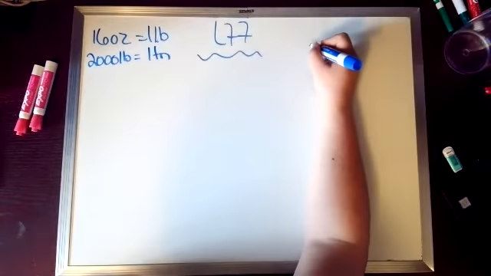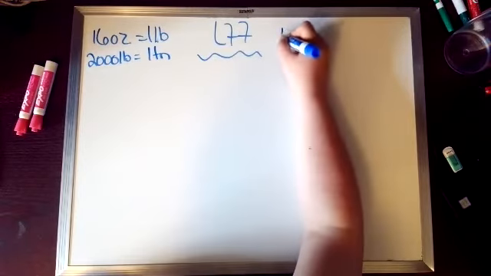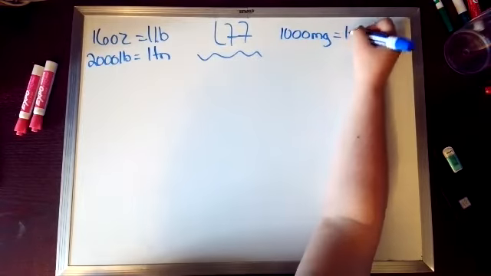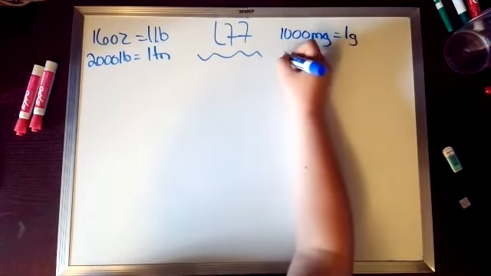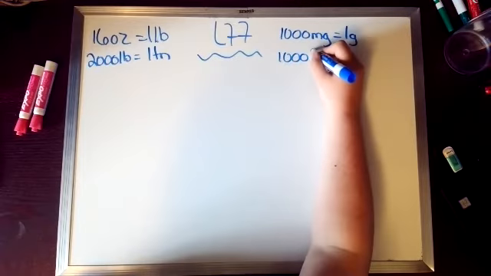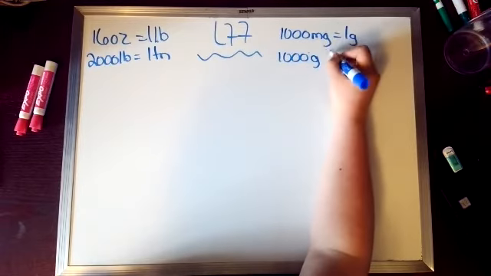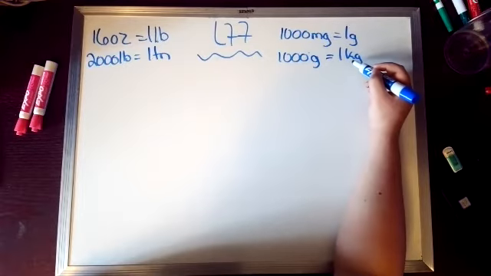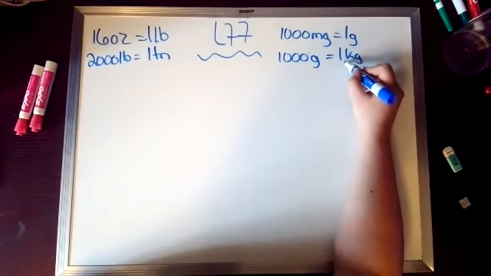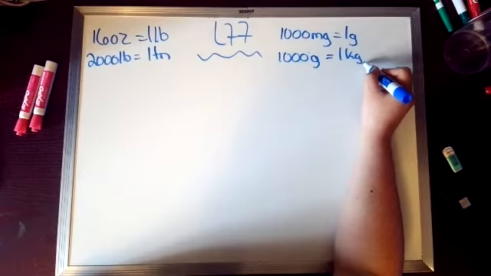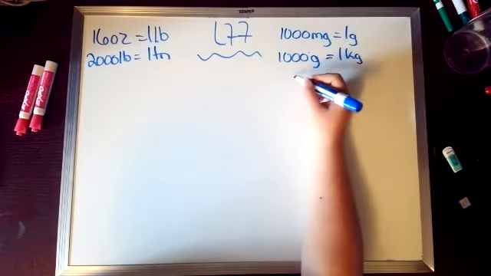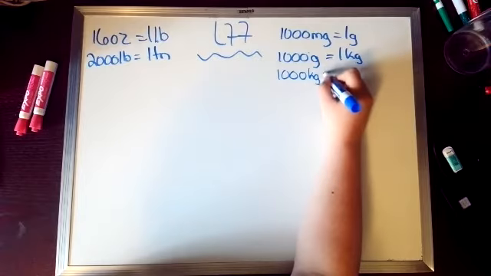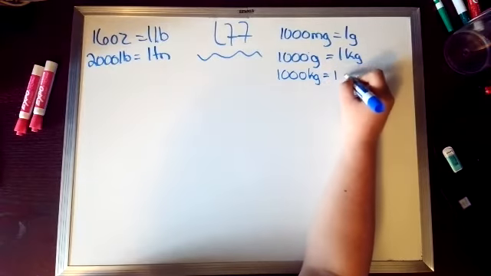We have the metric system over here, which is 1,000 milligrams equals 1 gram. 1,000 grams equals 1 kilogram. And again, if we remember, kilo actually means 1,000. So when you're looking at this, what you can actually say it as is 1,000 grams. Okay, and then 1,000 kilograms makes 1 ton.